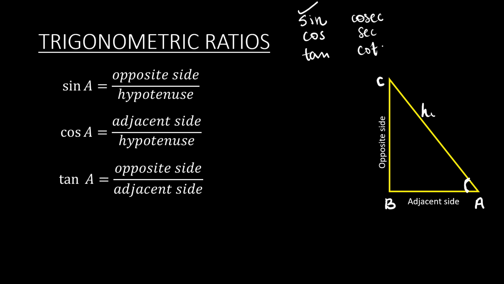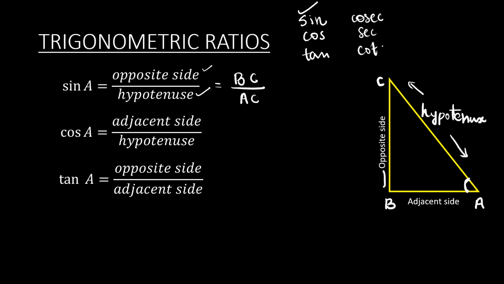This is the hypotenuse. So opposite side by hypotenuse. Here what is the opposite side of angle A? That is side BC. This is the opposite side. So opposite side is BC divided by hypotenuse. This is the hypotenuse, that is AC. So sine A is BC by AC, that is opposite side by hypotenuse.